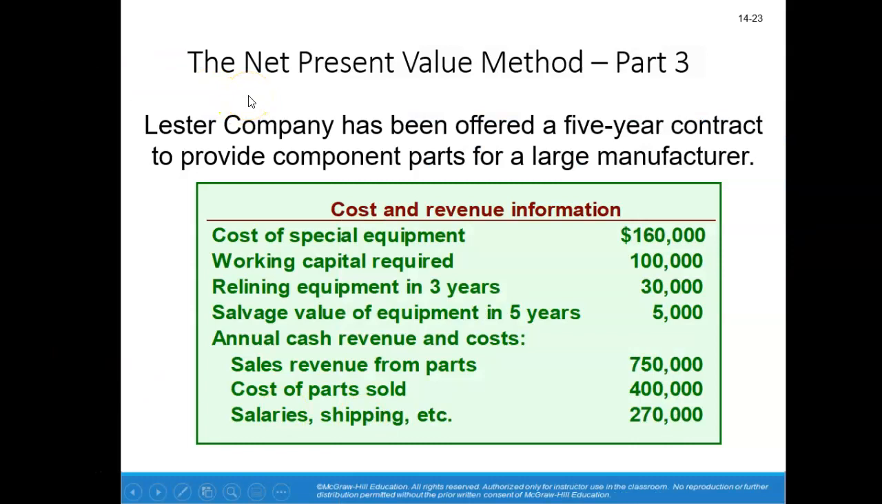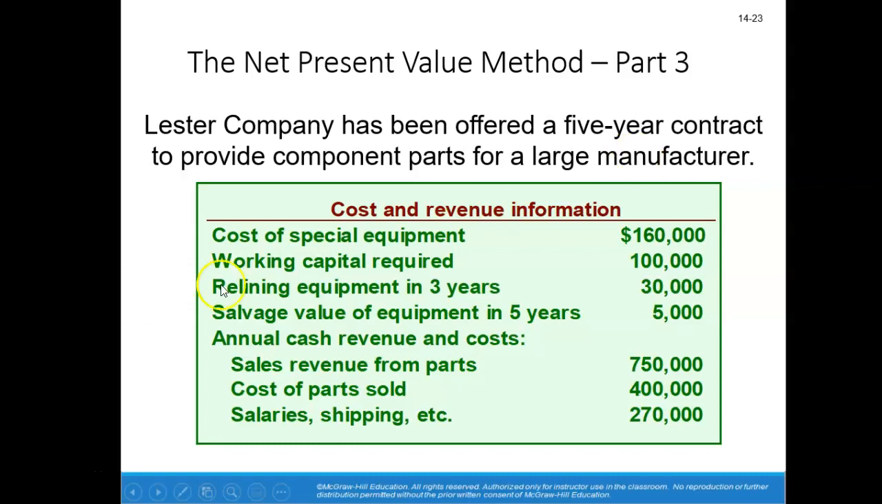So let's go through an actual problem to determine what would be the net present value for this project. The Lester Company has been offered a 5-year contract to provide component parts for a large manufacturer. So you're the manager. These are the cash inflows and outflows tied into this project.